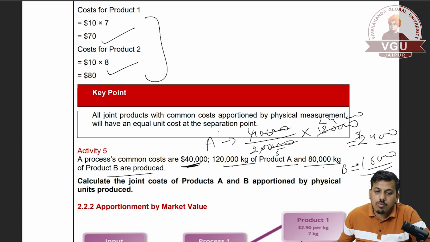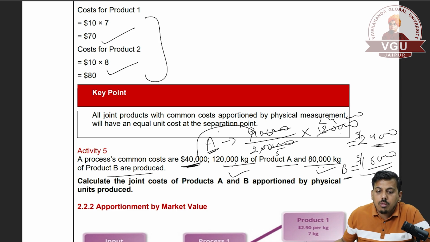This is how we segregate the cost between both. So the answer is 24,000 for product A and 16,000 for product B. What I did was write 40,000 divided by the total of all the output, 1,20,000 plus 80,000, multiplied by the output of A, since we are calculating the cost for A. So 24,000 is here. In the same manner we will do it for B as well, and we will get 16,000.